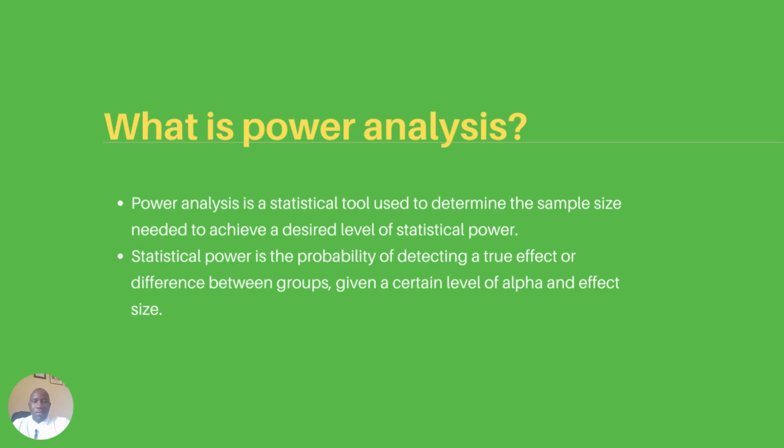Statistical power is basically a term that explains the probability of detecting a true effect or the true difference between groups if you're making a comparison, at a given level of confidence, or at a level of alpha and effect size. We are going to look at this in detail.